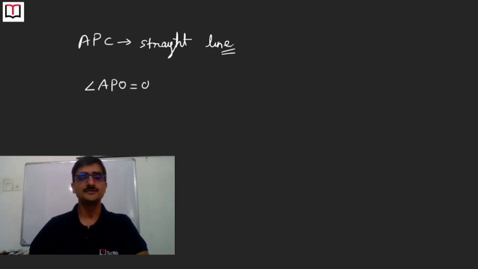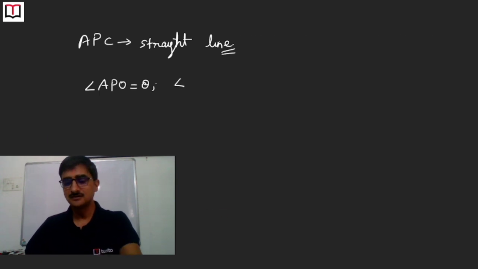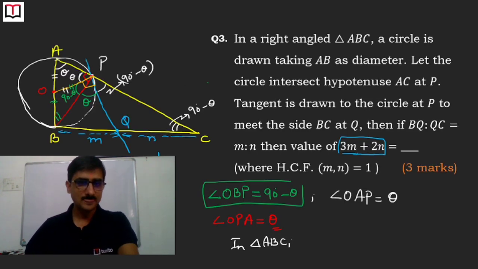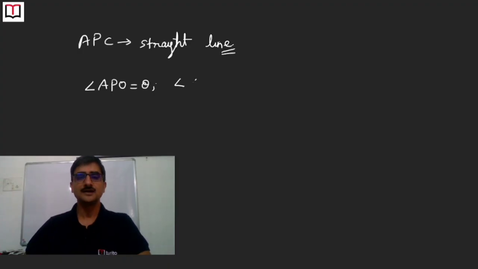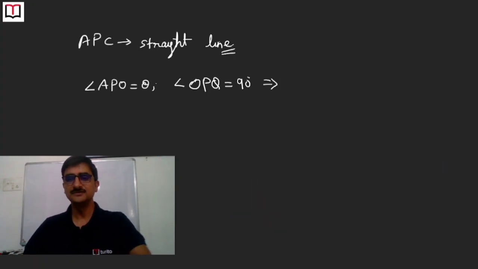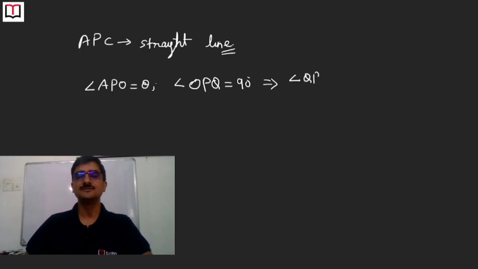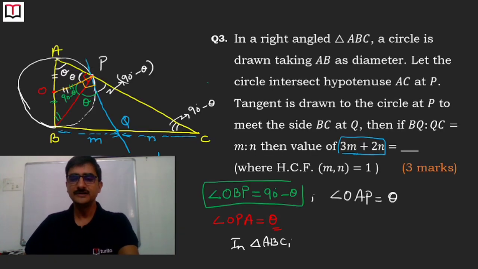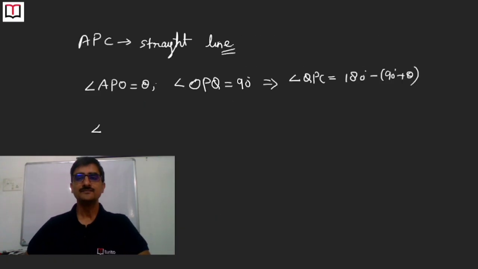Angle APO is theta. Angle OPQ is 90 degrees by the theorem. So what is the remaining angle? The remaining angle is angle QPC. This implies angle QPC is of course 180 minus 90 plus theta. So that's why I said this angle has to be 90 minus theta. So angle QPC is 90 minus theta.